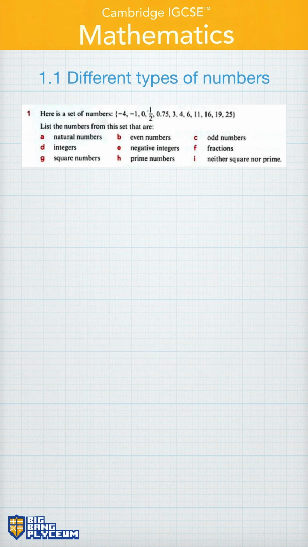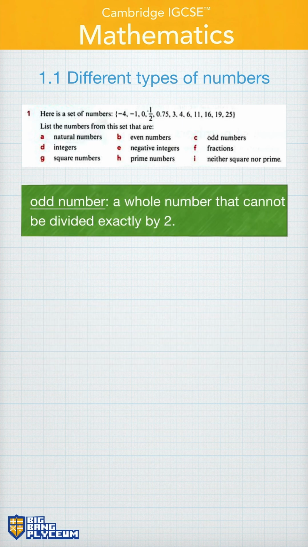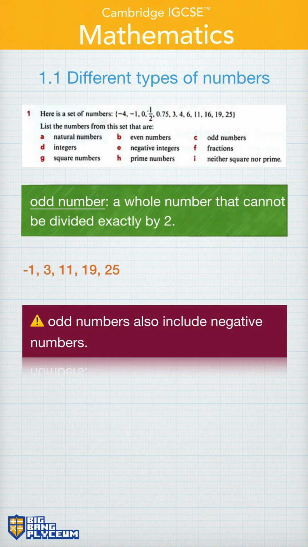Very good. And then let's take a look at odd numbers. A whole number that cannot be divided exactly by 2 is called an odd number. So obviously, -1, 3, 11, 19, and 25 are odd numbers. And do pay attention that odd numbers also include negative numbers here.